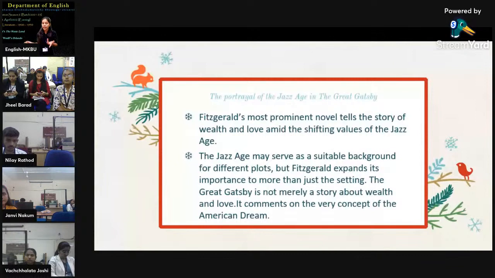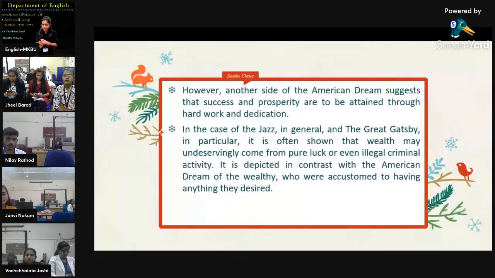However, on the other side, the American dream is a struggle in which success and popularity are attained through hard work and dedication. In the case of the Jazz Age, the Jazz Age is the general and the Gatsby is a particular. It often shows that wealth may undeservedly come from pure luck and even illegal criminal activity. In this, in contrast with the American dream, there are the wealthy who were accustomed to having anything they desired.